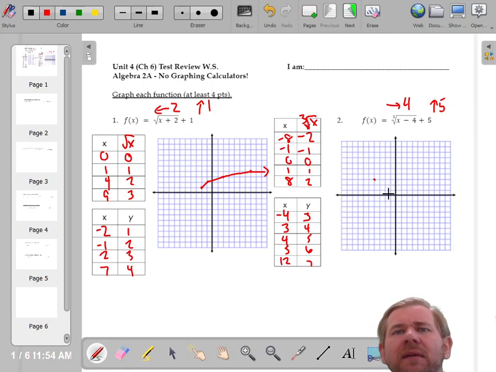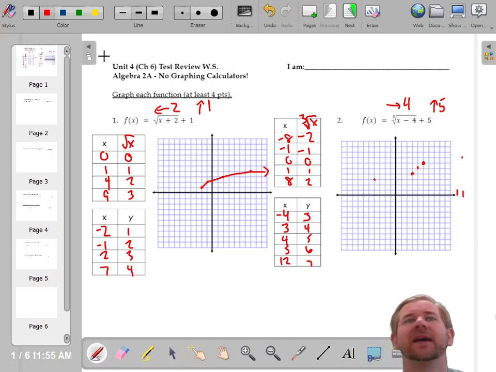Wait a minute. Something's wrong here. Right 4. No, I'm okay. 3, 4, 1, 2, 3, 1, 2, 3, 4. Good. 4, 5, and 5, 6. You always get this little triple right there. And then 12, 7 is not going to quite fit on the page, but I can kind of go like that and be like, it's going to look something like that.